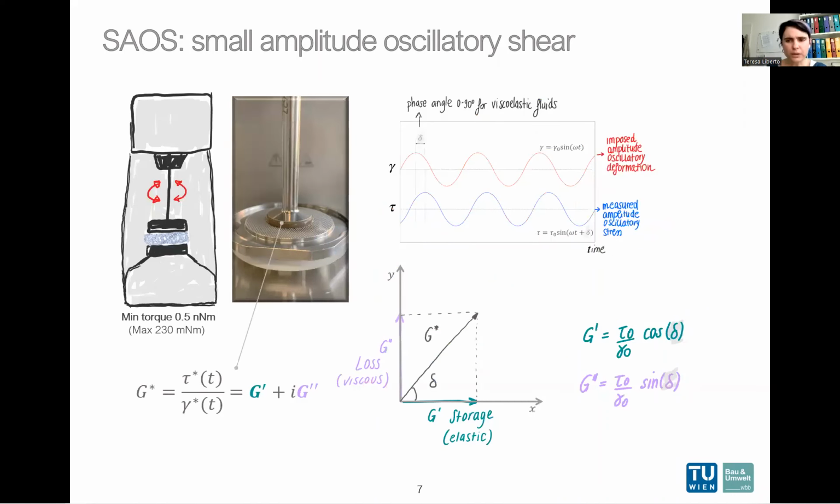So the complete response of material to a periodic deformation gamma can be expressed by the shear complex modulus G star as the ratio between a complex stress and deformation, or as a sum of a storage or elastic modulus and a loss or viscous modulus. So the storage modulus G prime describes the ability of the material to store and release energy upon deformation, while the loss modulus, or G double prime, represents the energy dissipation due to the internal friction linked to molecular motion.